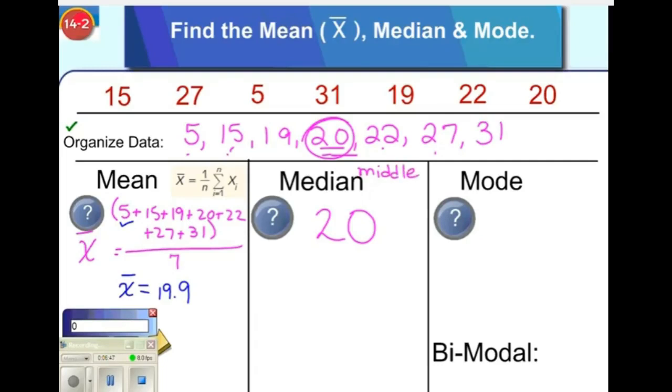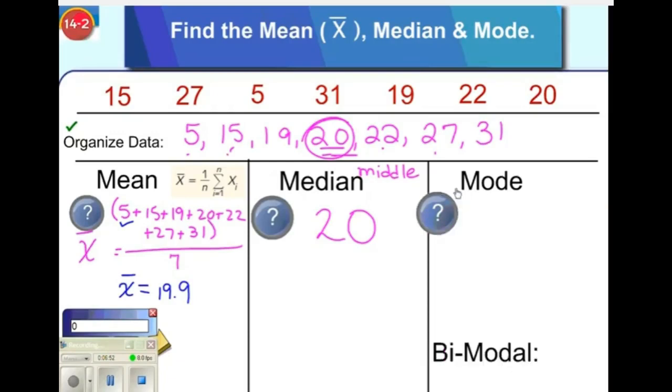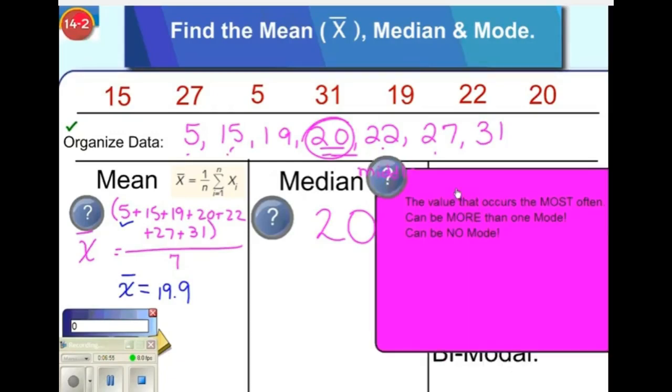Lastly, let's look at the mode. What does mode do for us? Well, mode is the value that occurs the most, occurs the most often. There can be more than one mode, and also there could be no mode. So keep that in mind.